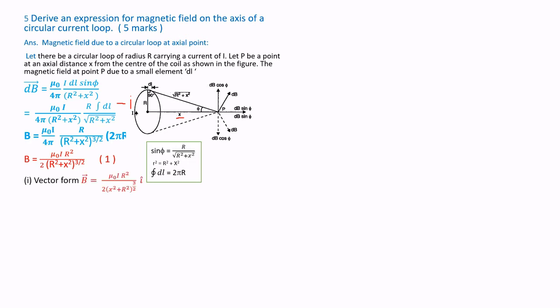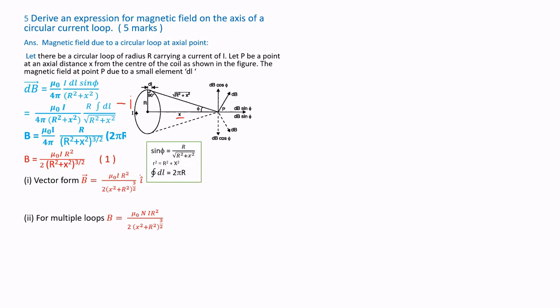This is equation 1. In the vector form, we can write vector B is equal to mu naught I r square over 2 into x square plus r square to the power of 3 by 2, same, but only there will be an additional i hat telling that this will be in the direction of I. This is for a single loop of coil. If there are n number of loops, this term has to be multiplied by n.